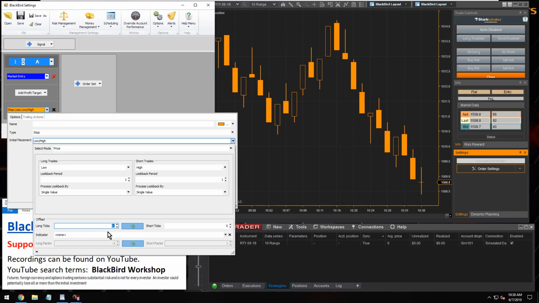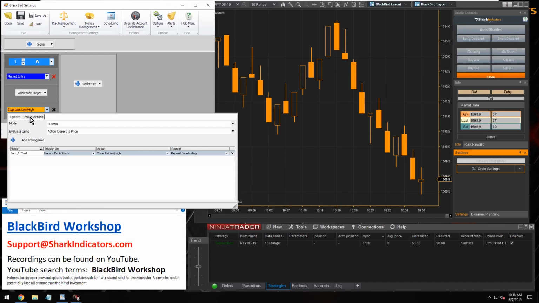If you wanted to, say, take the low of the bar and then minus a tick, all you have to do is change the offset to modify this quick list, right? Or 2 ticks, whatever offset from the low of the bar you want to use there. That's an example. But let's go into the trailing actions here. This has a trailing that's going to trail the low of the bar, as every bar prints.